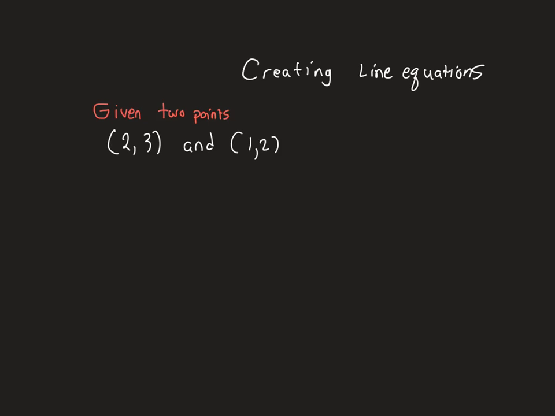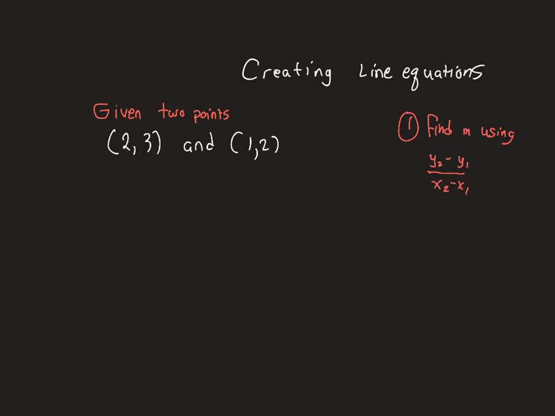When you're given 2 points, you want to follow these steps. The first step you want to find is your slope. So you find m using rise over run. So y2 minus y1 divided by x2 minus x1.